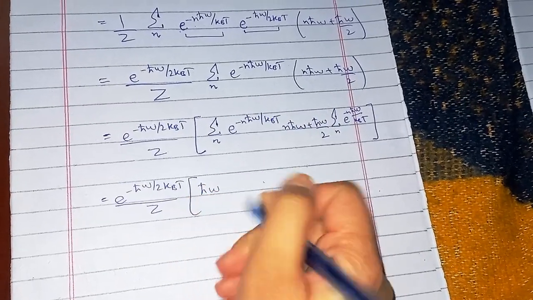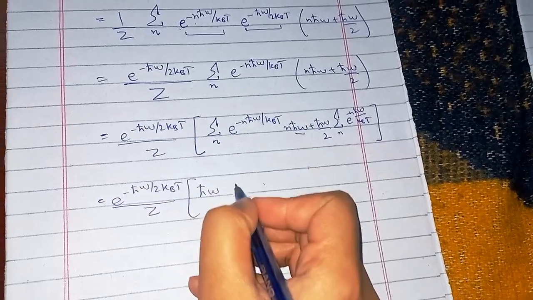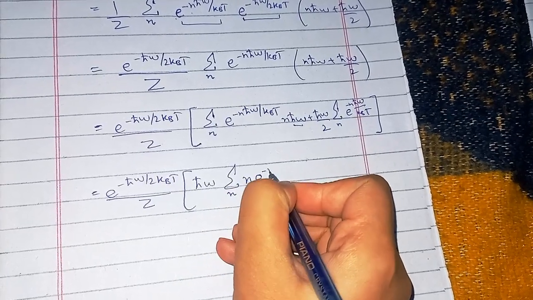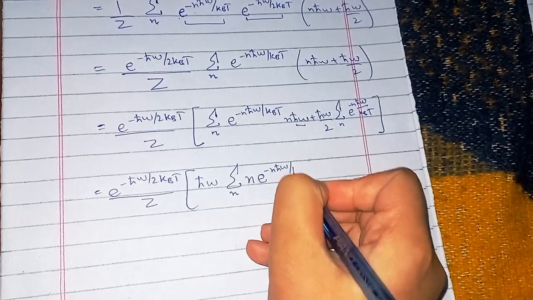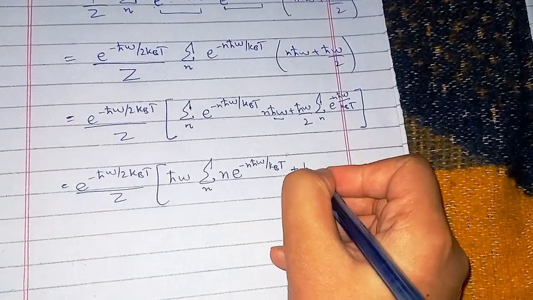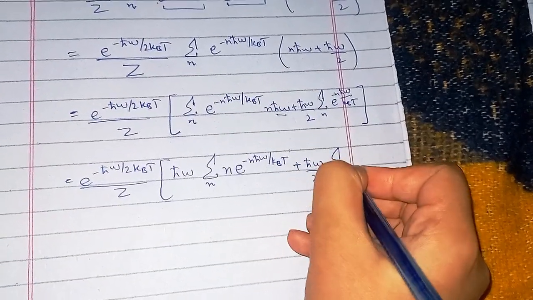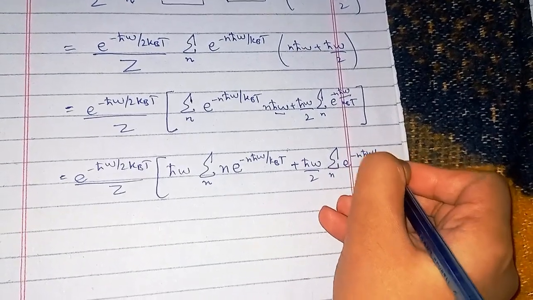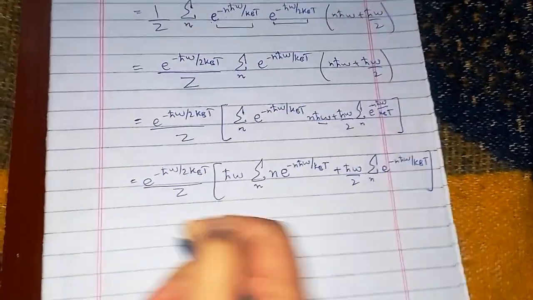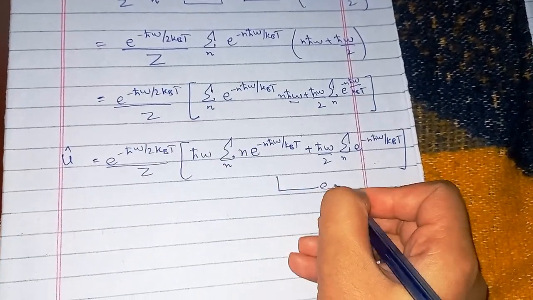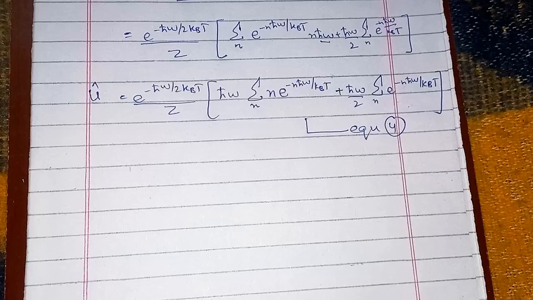h cut omega could be taken outside of the summation n e to the power minus n h cut omega by kBT, plus h cut omega by 2 summation over n e to the power minus n h cut omega by kBT. Let us call it equation number 4.